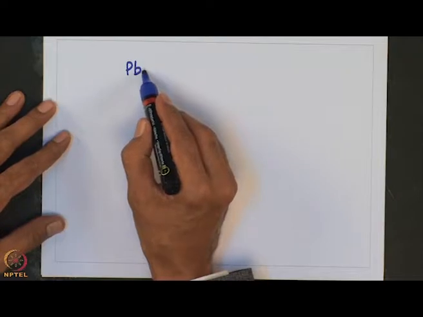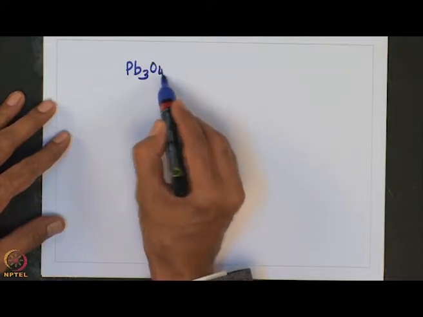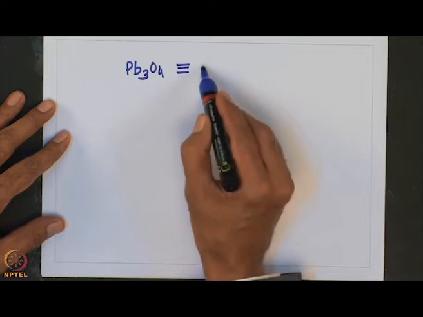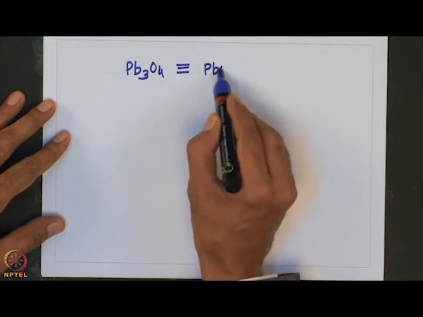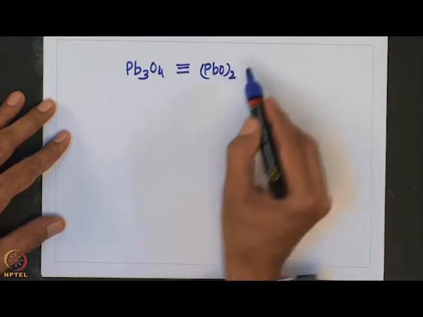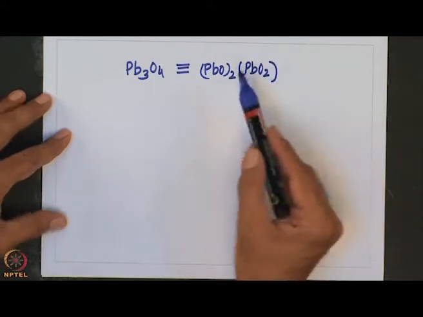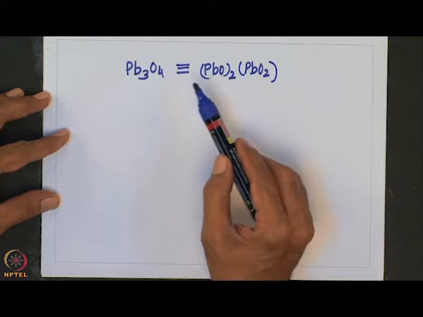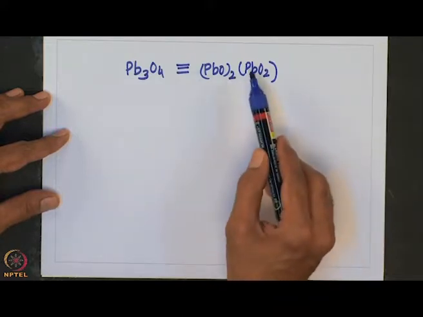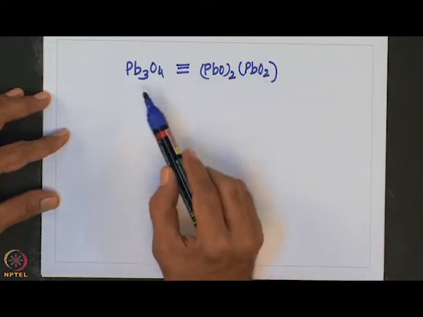We know that the composition of Pb3O4 is essentially a combination of 2 PbO and PbO2. So, that means we have 2 lead atoms in +2 state and 1 lead atom in +4 state, which leads to the composition of Pb3O4.